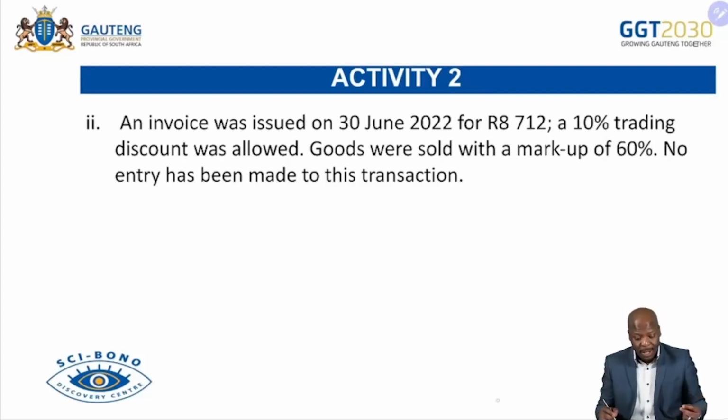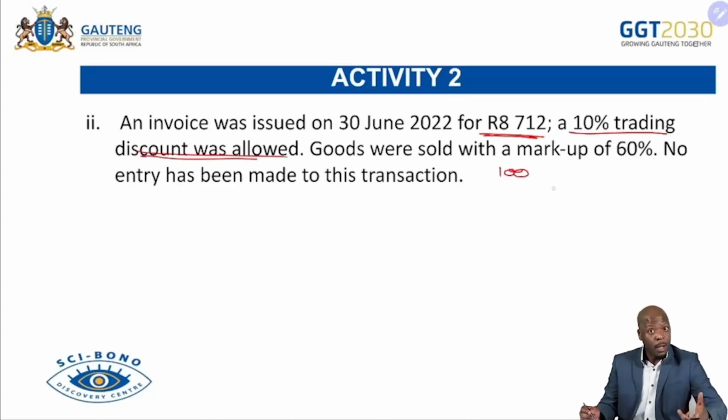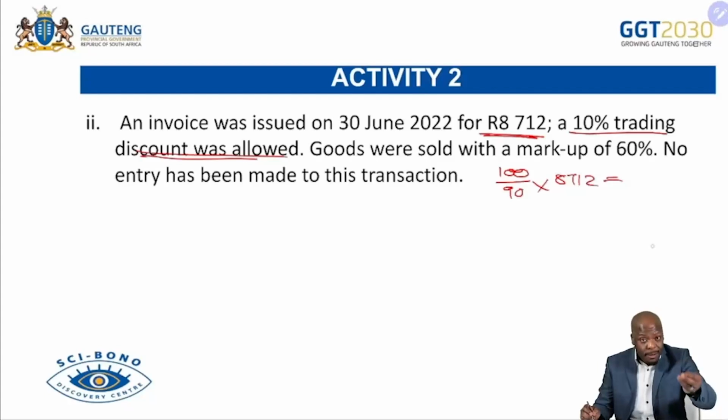So our main aspect is to calculate the profit. What was the profit? That is what we want. Okay, so I want you to have your calculator close. Okay, I'm going to guide you. So we are told that an invoice was issued for 8,712. A 10% trading discount was allowed. So this was not the initial amount that the goods were supposed to be sold for. The initial amount was supposed to be 100% in its fullness. But then we gave a 10% discount. That means we ended up with 90%, which is our 8,712. How much was it before we allowed the discount? If you do that, how much do you get in your calculator?